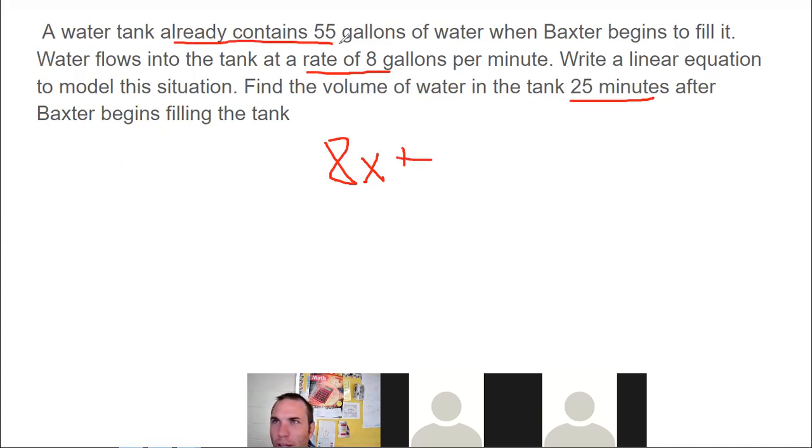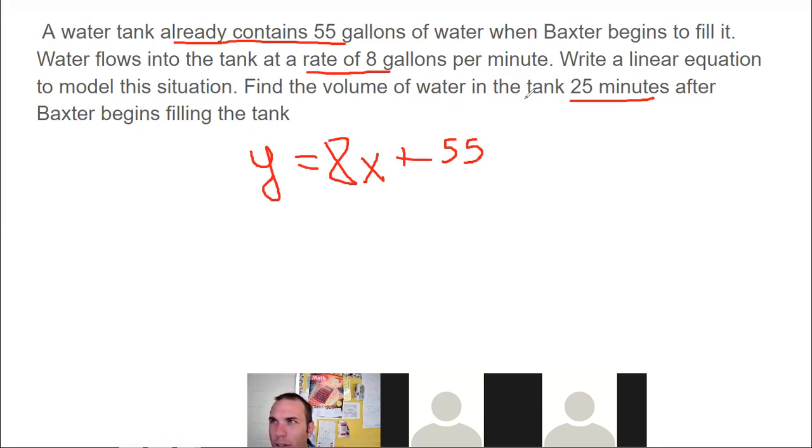And it also already contains 55. And write a linear equation to model the situation. This is my equation. I'm going to put y over here. Y is the total. So it changes 8 per minute, and you start at 55. So that's my constant.